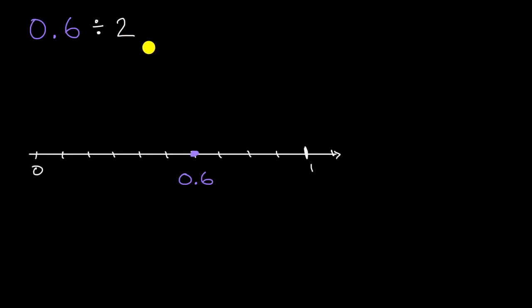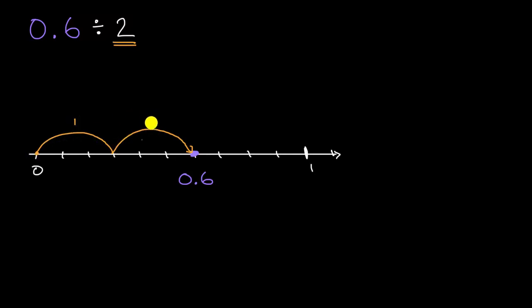All right. So as I mentioned, one way to think about it is, how can I go from 0 to 6/10 in 2 jumps? 2 equal jumps, I should say. Well, if we just eyeball it right over here, I could do one jump like that and then another jump like that. So I did one jump and then 2 jumps.